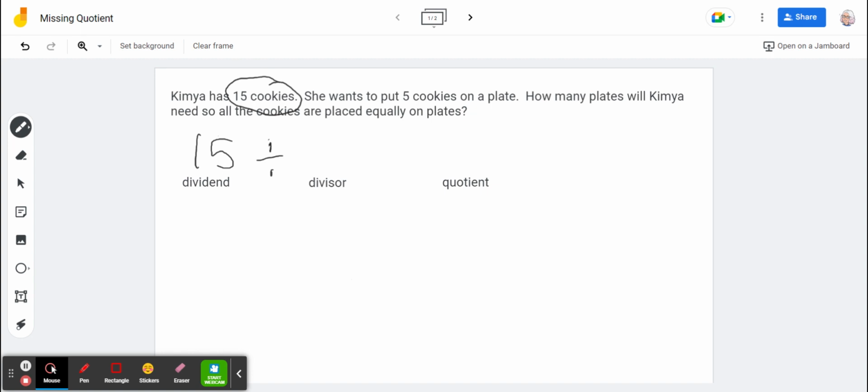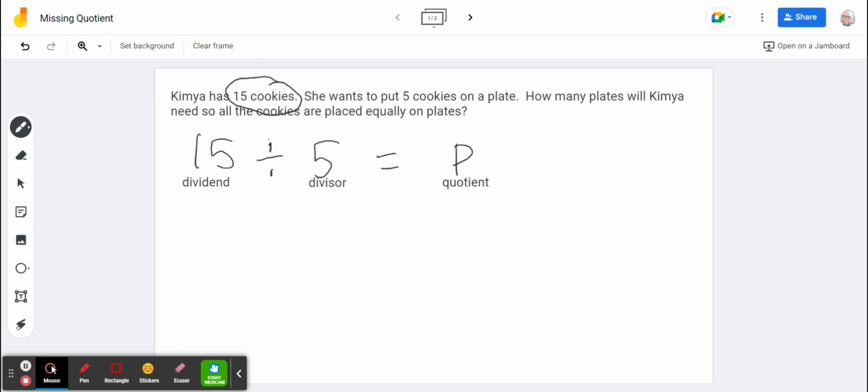Those 5 cookies represent the objects in the plate. Like when we talk about multiplication, we talk about multiplication as groups of objects. The 5 cookies are the objects. Equals, we'll put P for plates. That's our quotient. That's where our answer is going to come from. That P also represents the number of groups.